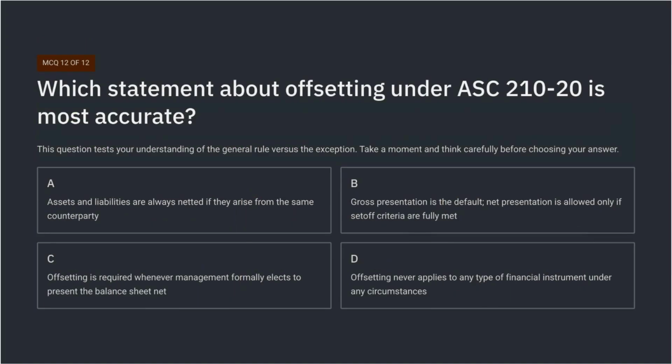Here is MCQ 12. Which statement about offsetting under ASC 210-20 is most accurate? This question checks whether you understand the general rule and the exception. The general rule is gross presentation. Net presentation is allowed only when the set of criteria are fully met. Do not choose an answer just because it sounds convenient or absolute. Read all 4 options and choose the statement that reflects ASC 210-20 correctly.